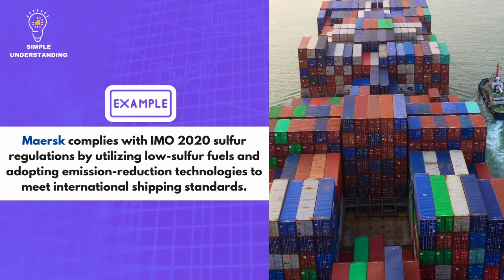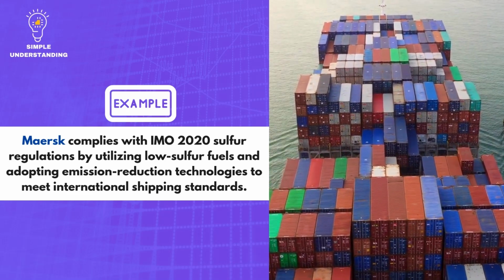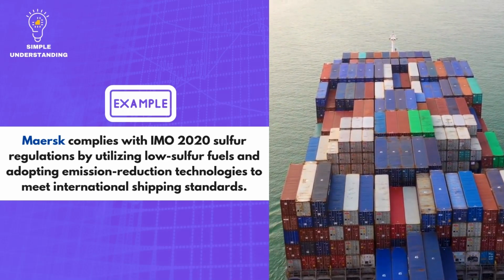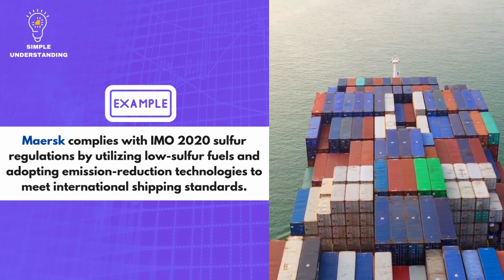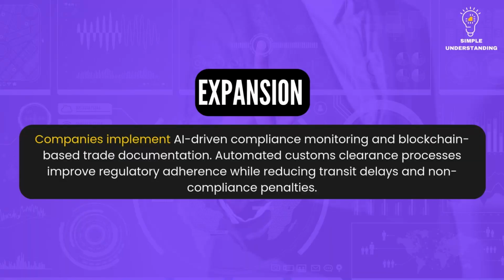Real company example. Maersk complies with IMO 2020 sulfur regulations by utilizing low-sulfur fuels and adopting emission reduction technologies to meet international shipping standards. Expansion. Companies implement AI-driven compliance monitoring and blockchain-based trade documentation. Automated customs clearance processes improve regulatory adherence while reducing transit delays and non-compliance penalties.